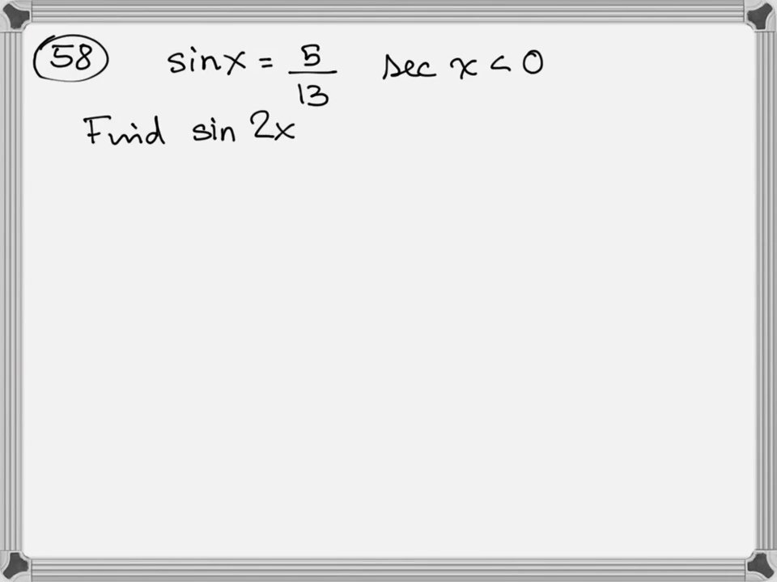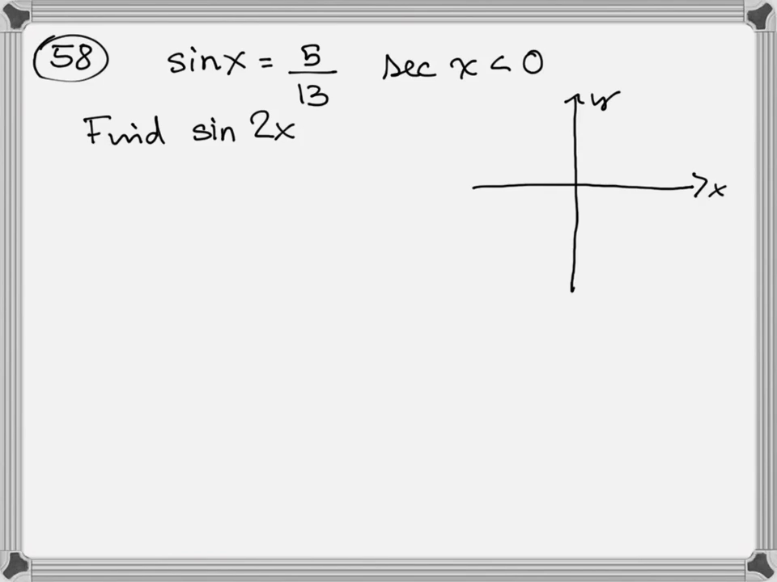This is number 58, where you have to use the double angle formula for the sine when the sine of x equals 5/13 is given. Also, the secant of x is less than 0. So first of all, make yourself a visual to see in which quadrant you are in, and then kind of draw a triangle and label everything and see what's missing.